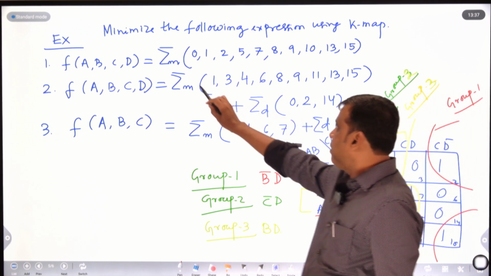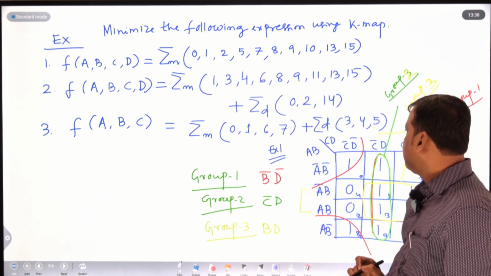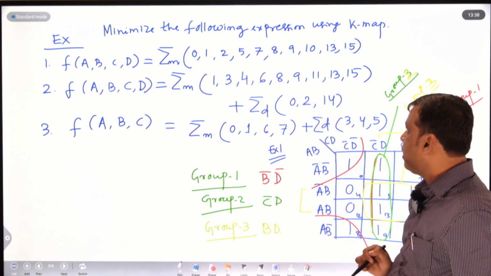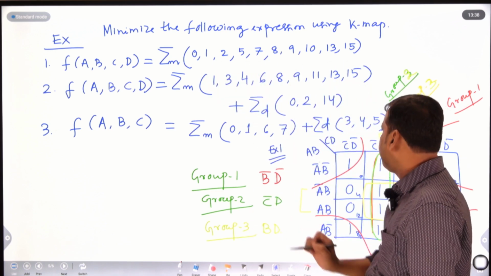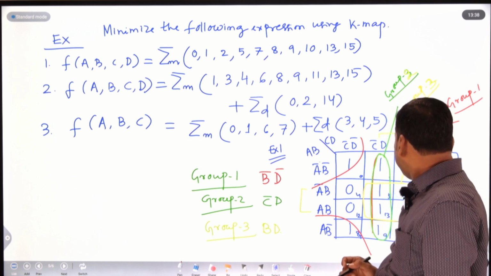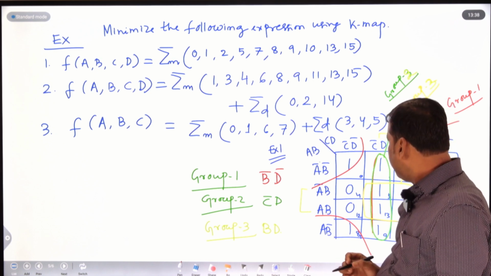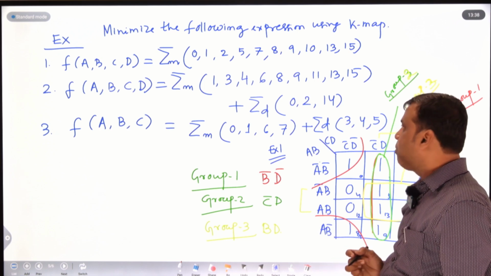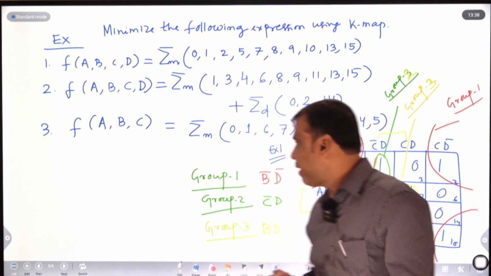The question is given: f of ABCD equals this, find the minimal sum of product. First of all, in the 4 variable K-map, place the min terms, represented by binary 1, in the respective squares of this Boolean function. After that, we will go for grouping. In grouping, care should be taken to form the largest group. If an octet is possible, we will consider the octet rather than a quad or pair. If a quad is possible, we will select the quad rather than a pair.